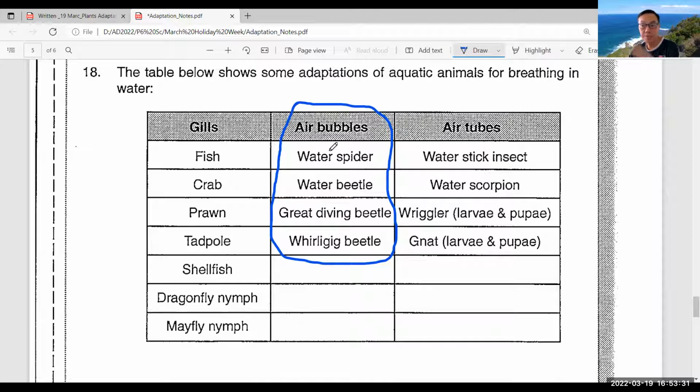Okay, these animals can totally submerge underwater and breathe through the air bubbles. Just like the diver, right? They carry the oxygen tank in deep sea diving. They do not need to surface up to breathe. They are carrying the oxygen tank.